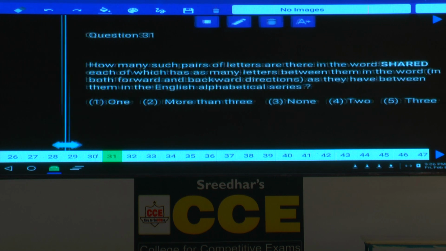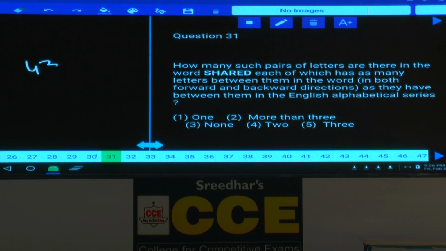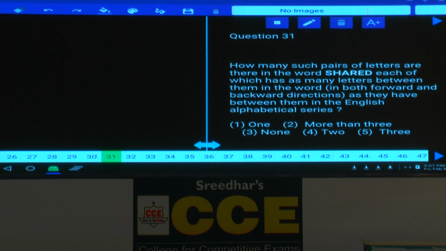Now, paper number 43, question number 31. How many such pairs of letters are there in the word SHARED, each of which has as many letters between them as they have in the English alphabet? Now, this is the word SHARED.